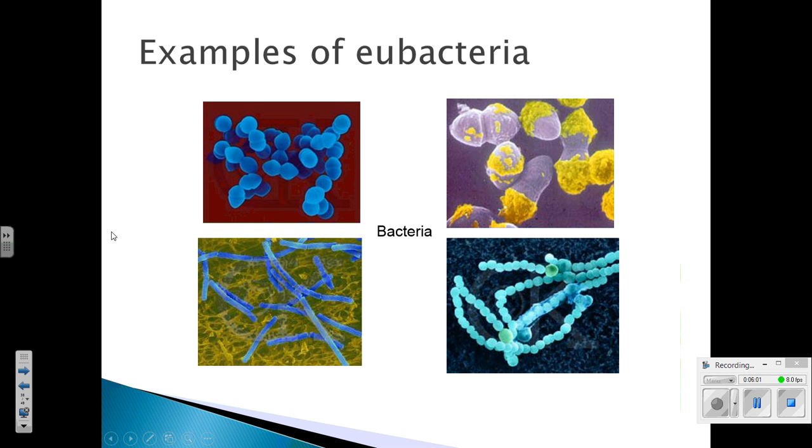Here's just some pictures. This is a Staphylococcus bacteria that's going to make you have a staph infection. This really pretty one that looks like a pearl necklace, that's Streptococcus. That's going to give you strep throat. E. coli, other kinds of chain bacteria.